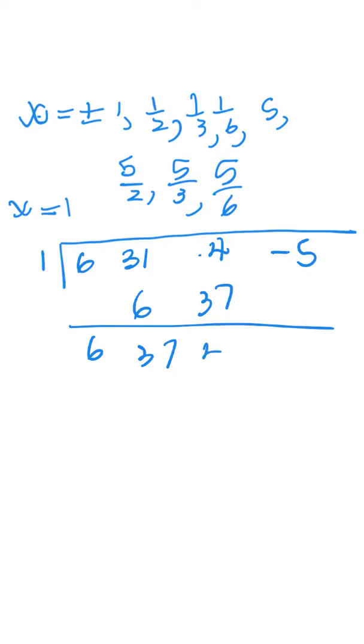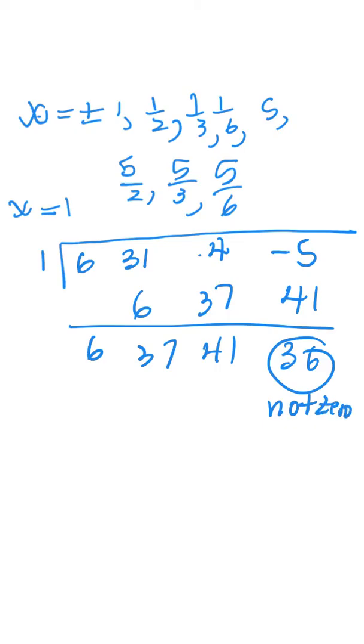37, I add that, I get 41, and there's no way that's going to give me a 5 to get a 0. So x equal to 1 is not going to be a root because I'm not going to get a remainder of 0. In fact, I get a remainder of 36. So since it's not 0, that one doesn't work. So then we try -1.